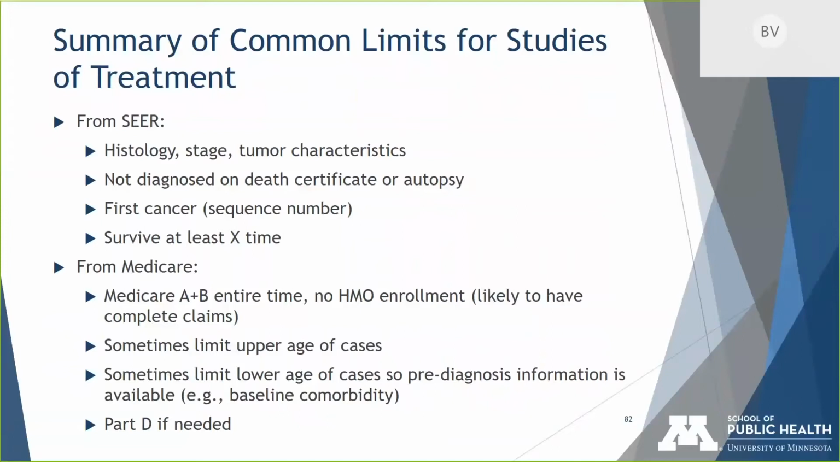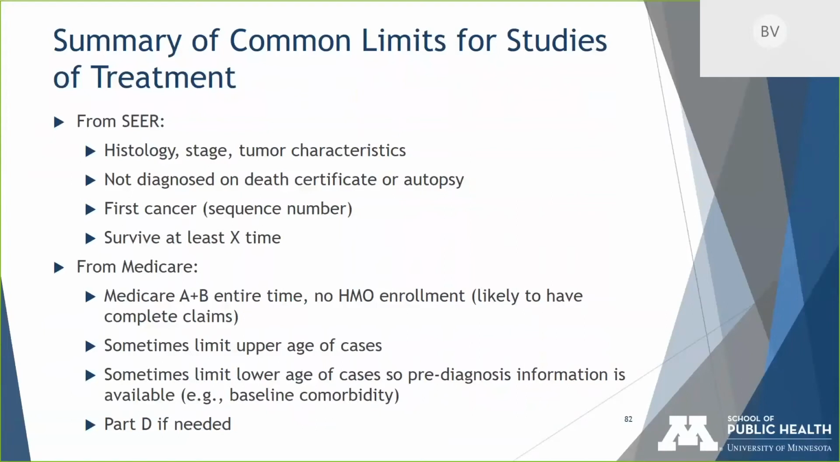Sometimes we might decide we want to limit the upper age of cases. You might have seen that there are sometimes what look like really, really old people in the data, or maybe there are clinical reasons why a very elderly population is not going to be of interest to your study. So you want to consider if there's a specific age range that you want to look at.